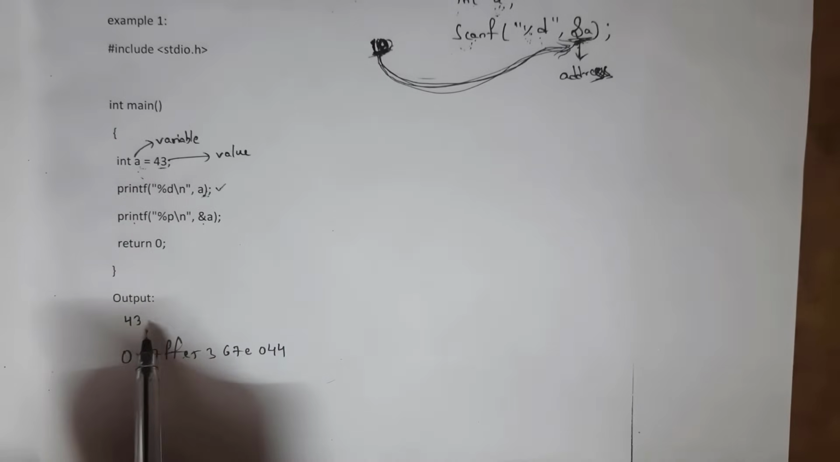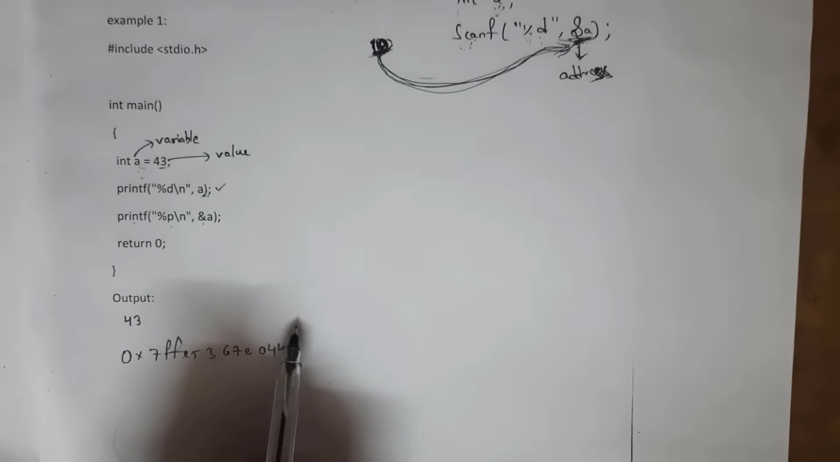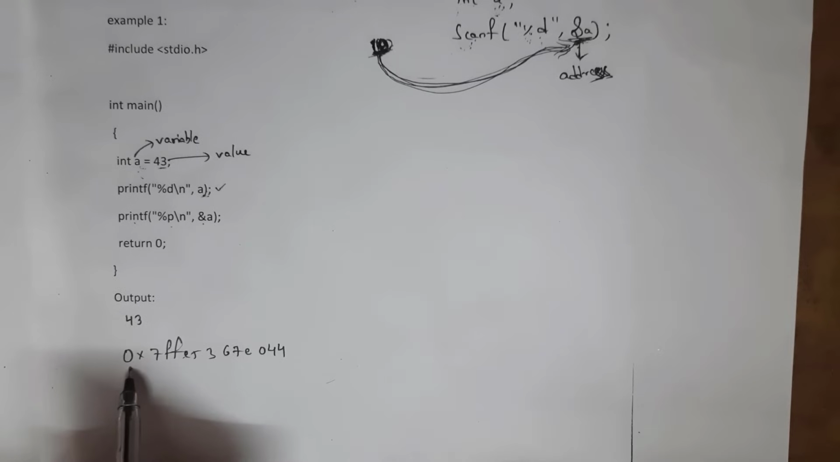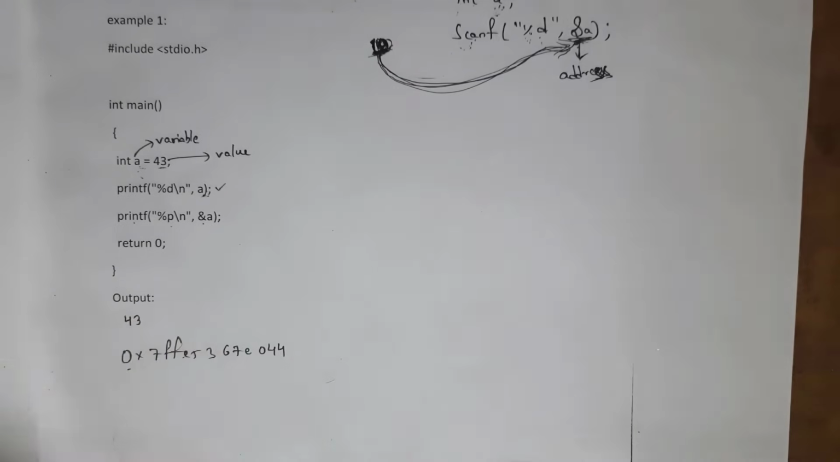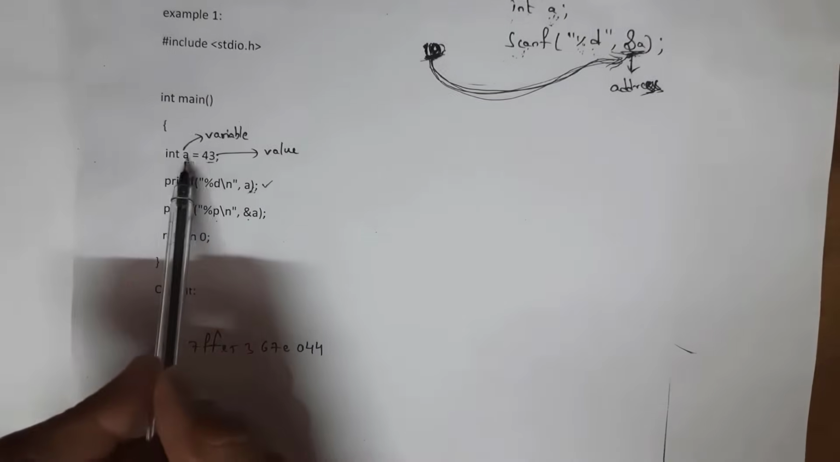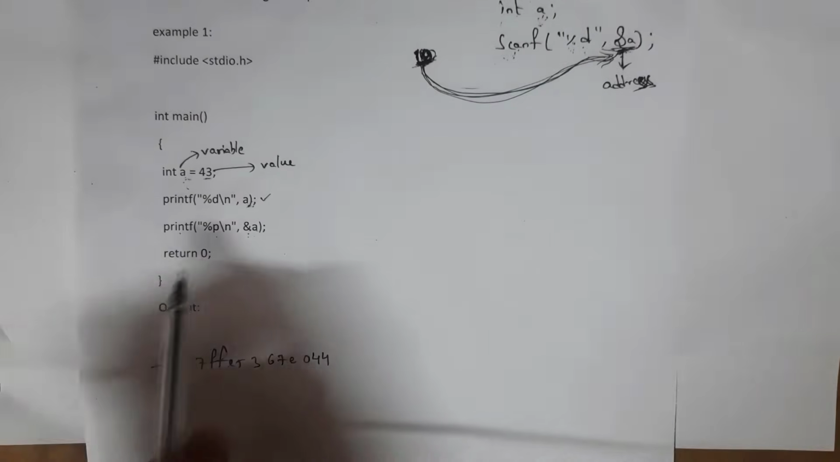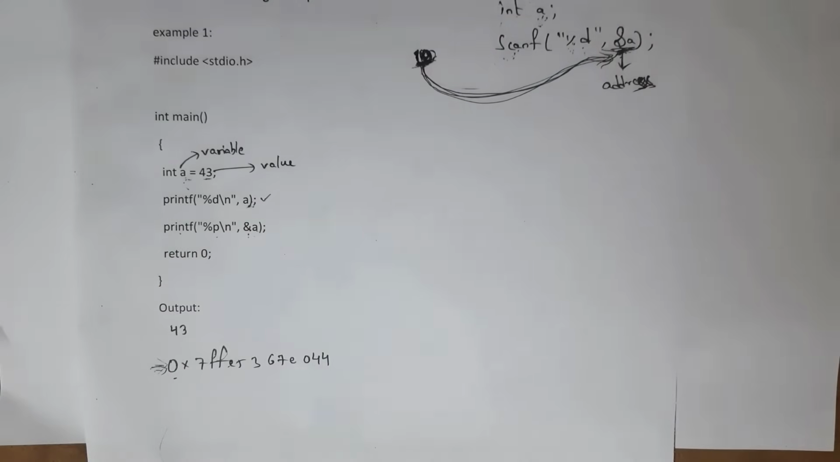This is the output. For the first printf function, I will get output as 43. And for the second printf function, that is %p comma &a, I will get the address of variable a. This is the address of variable a, that is 0x7ff. This is nothing but the address of variable a. This variable a is stored in this address. Here address is nothing but the storage location where our variable is stored. Here &a represents pointer, so that's why I wrote %p. We represent address by using the & symbol.